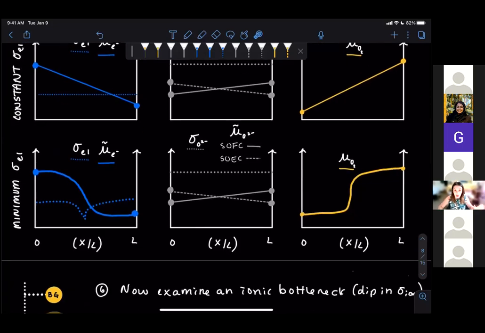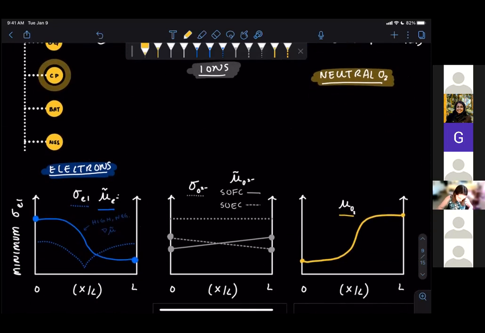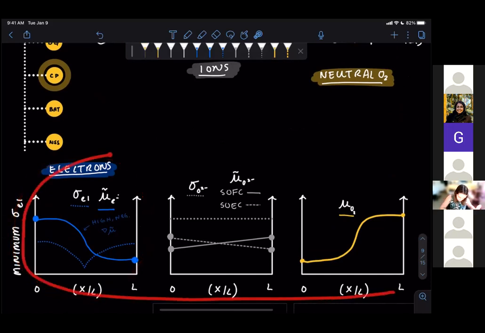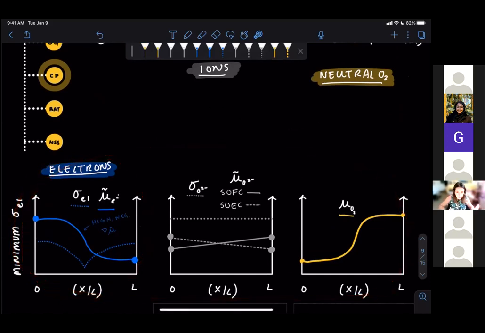So let's consider that ionic bottleneck. That's another place that we can kind of add in an anomaly. And when I say ionic bottleneck, one thing that you can think of is like a grain boundary that's perpendicular to the flow of ions. And that should be a sufficient dip in ionic conductivity to consider. So again, we kind of have the same deal for electrons. And this is a situation that we just went through. I just brought it down here so everyone could see it. So the electronic case, everything's the same. Now let's vary the ionic case.